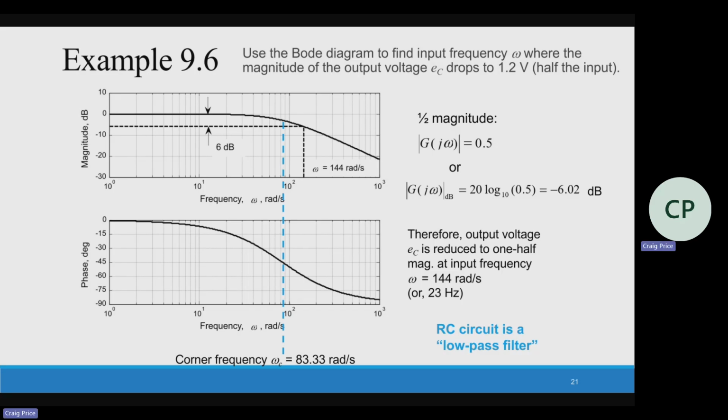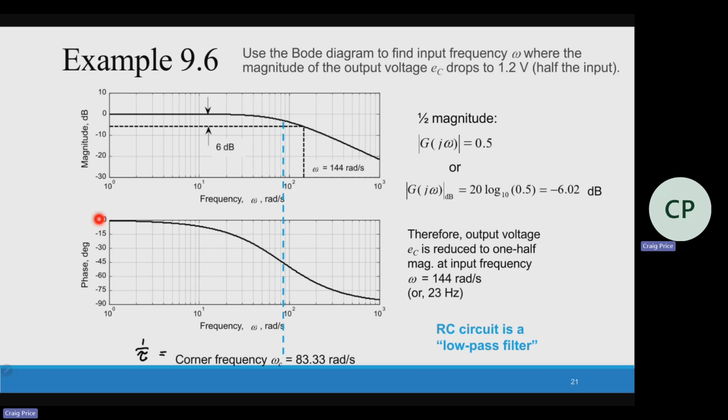By the way, this corner frequency is equal to 1 over tau. So we found tau was 0.012. That's how we found the cutoff corner frequency of 83.3. So we're higher than that when it comes to getting half magnitude. That's our low pass filter.